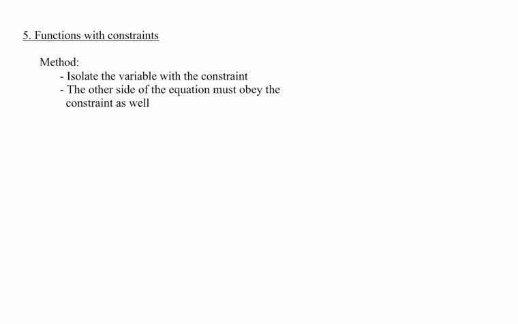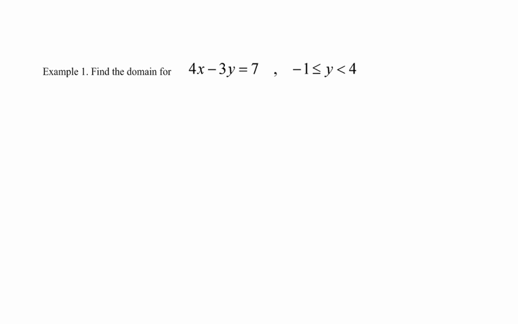Okay, so the last thing for this portion of the lesson is functions with constraints. There's two ways to solve this. One is to isolate the variable with the constraint. I'll show you. So it has its own defined domain and range. This one says find the domain if y is between -1, so y is greater than or equal to -1, or less than 4.